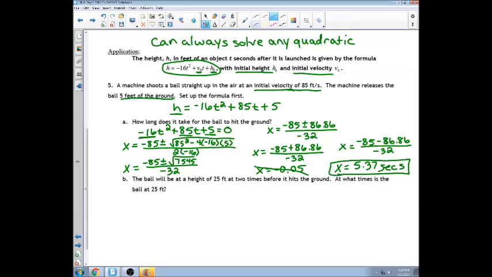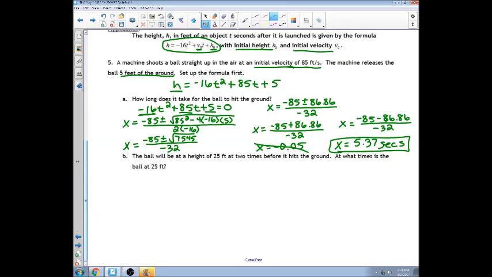Now, part B says the ball will be at a height of 25 feet at 2 times. If you think about this, what you're going to see is the ball travels like that. So say 25 feet is that line. It's going to hit at 25 feet, get to its highest point and then start coming down and hit at 25 feet again. Okay?